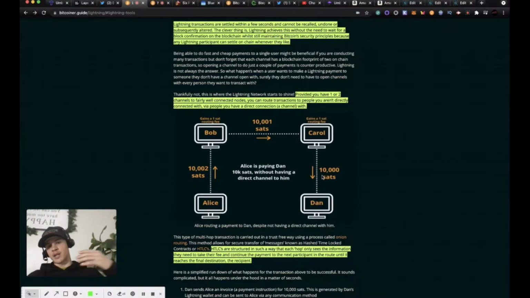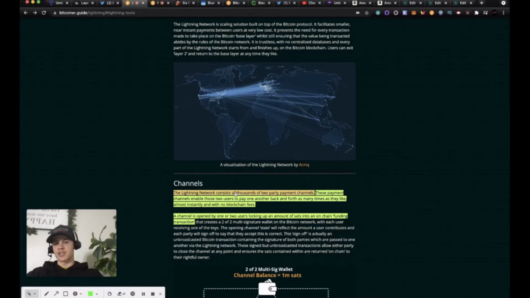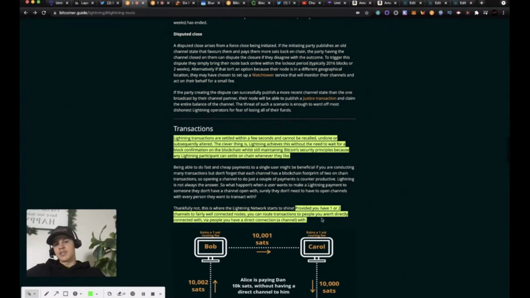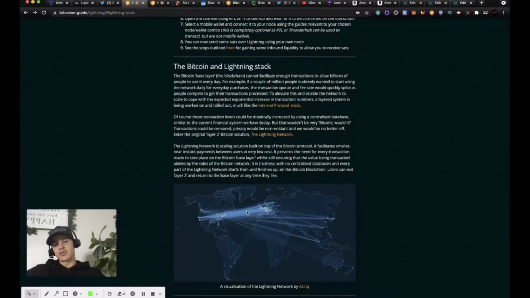So if I'm able to set up a payment channel, so actually, what is a payment channel? The Lightning Network consists of thousands of two-party payment channels. These payment channels enable those two users to pay one another back and forth as many times as they like, almost instantly and with no blockchain fees. A channel is opened by one or two users, locking up an amount of sats, which are satoshis, basically a fraction of a Bitcoin, into an on-chain funding transaction. So basically, that's what the whole Lightning Network is made up of, just two-party channels.